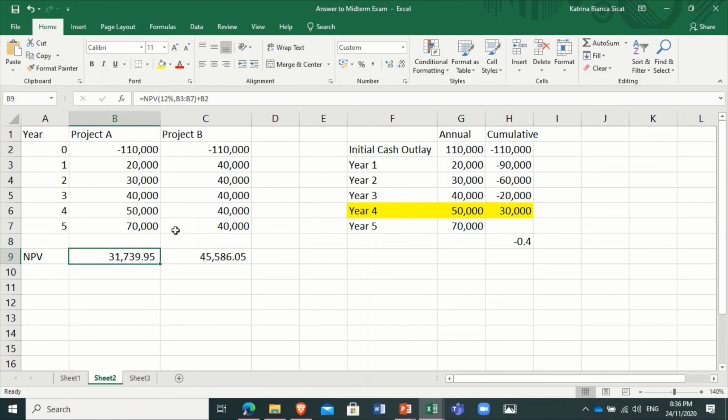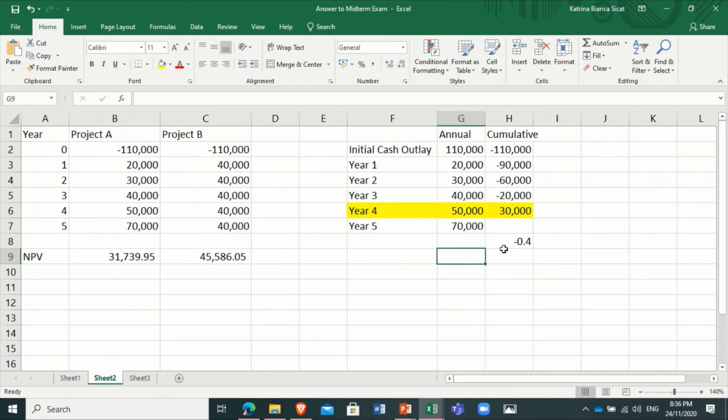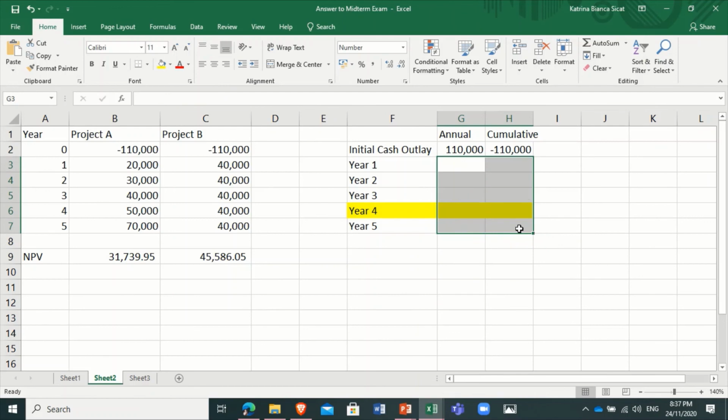Okay? Now that you know the concept of net present value, we go now to your payback period. So, ilang years bago mo makuha or maibalik yung investment mo. Okay? So, I'm gonna teach you how to compute for the payback period.